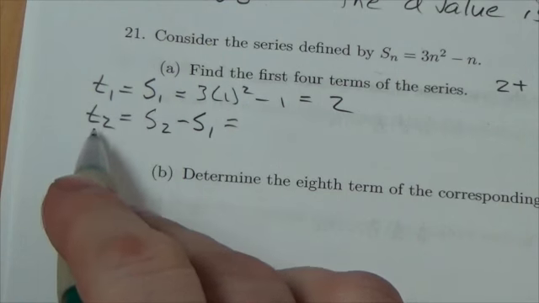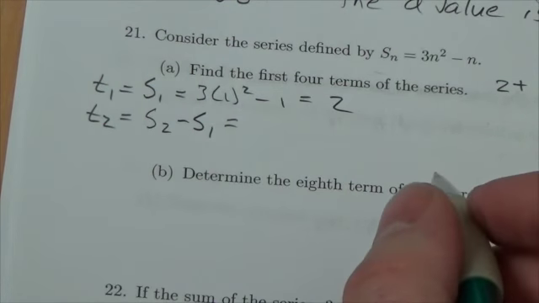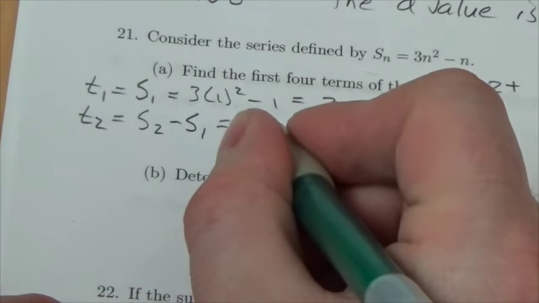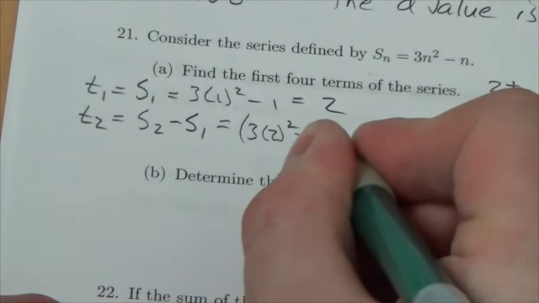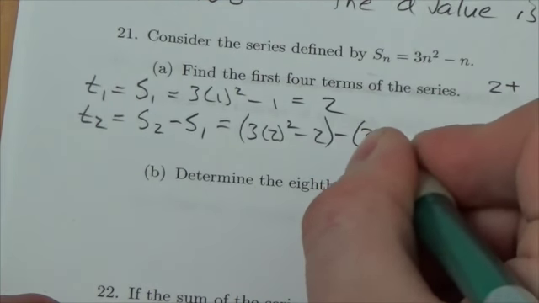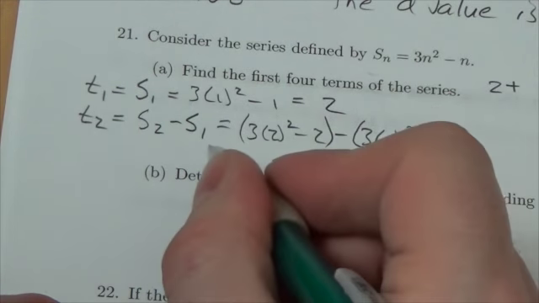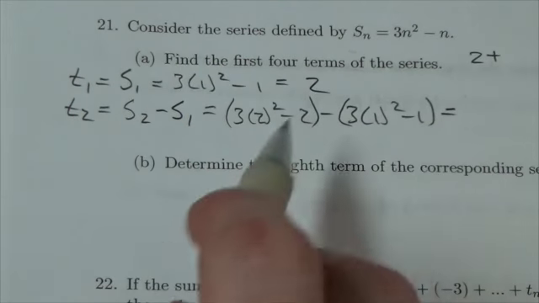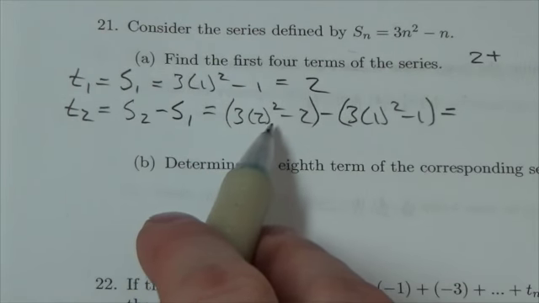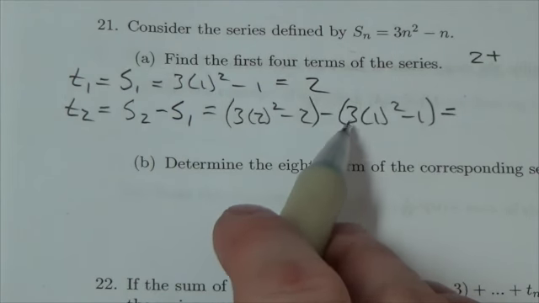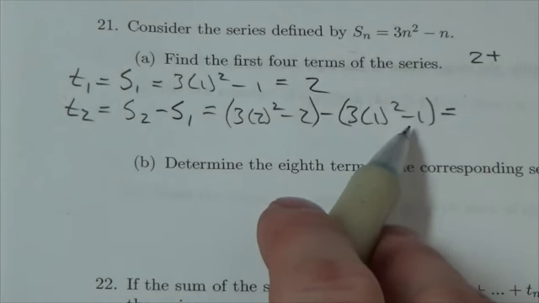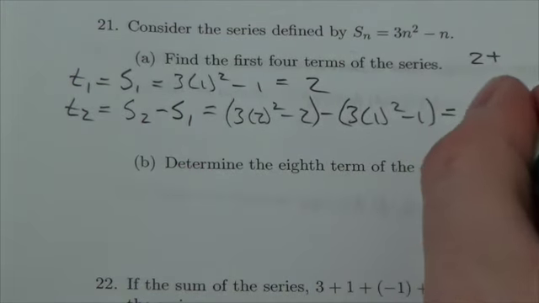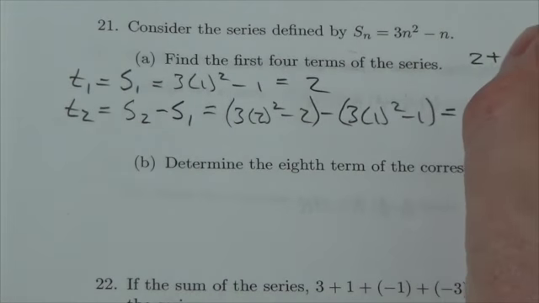So we want to get the second term. It's going to be the second sum minus the first sum, and we already know the first sum here is 2. So our formula is going to look like this: 3 times 2 squared minus 2, minus 3 times 1 squared minus 1. 2 squared is 4, 3 times 4 is 12, minus 2 is 10. 3 times 1 is 3, minus 1 is 2. So 10 minus 2 is 8. So the second term here is 8.